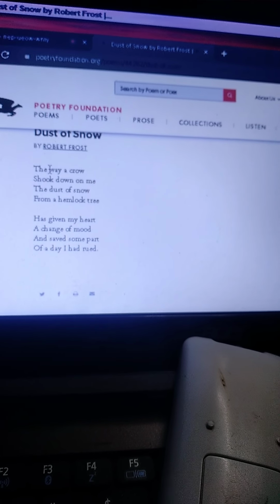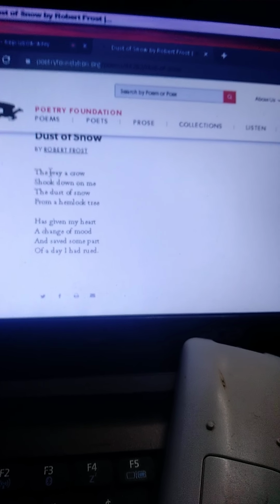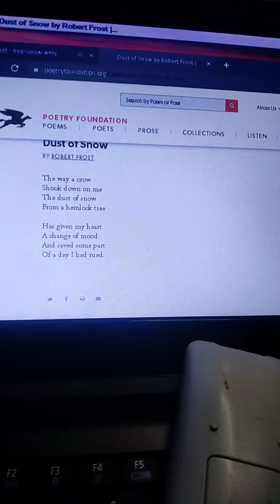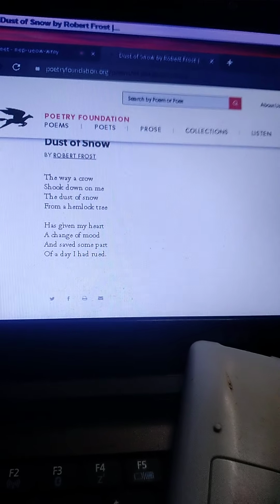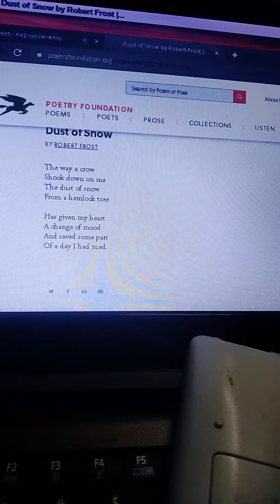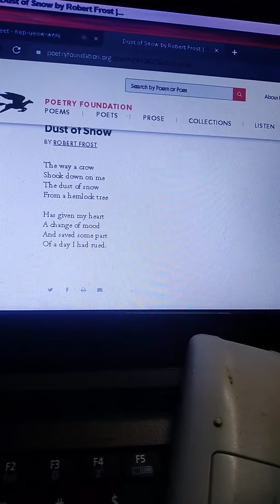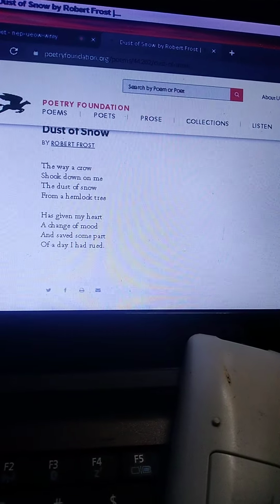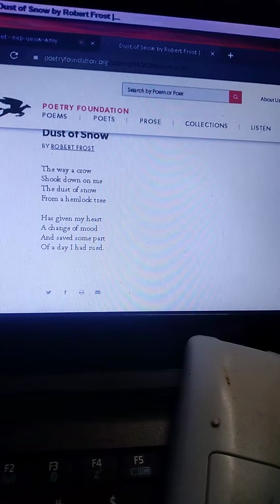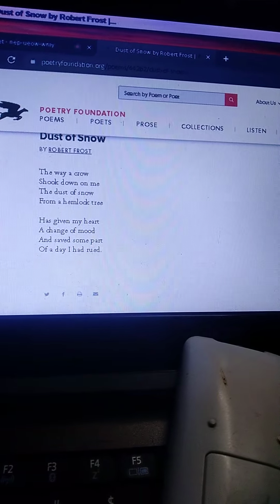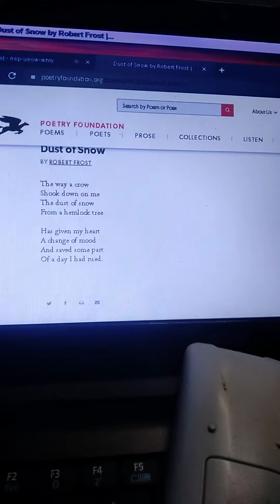The day was a pretty bad day for him because he constantly uses the word rude. He constantly uses the words "has given my heart a change of mood and saved some part of a day I had rued." So this change of mood slowly transgresses from sad and hopeless to one that is full of life, or if not full of life, at least transitioning towards that life, the enjoyment of which he has lost somehow.